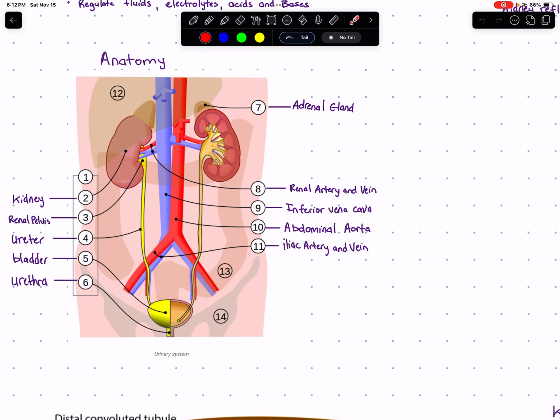The kidney is fed by the renal artery and vein and goes out through the renal vein and then sends it out through the inferior vena cava and is fed by the abdominal aorta.